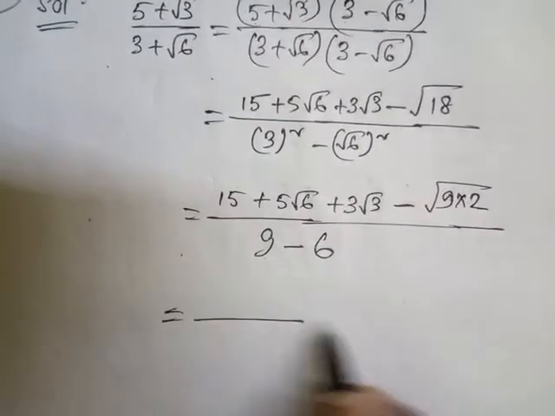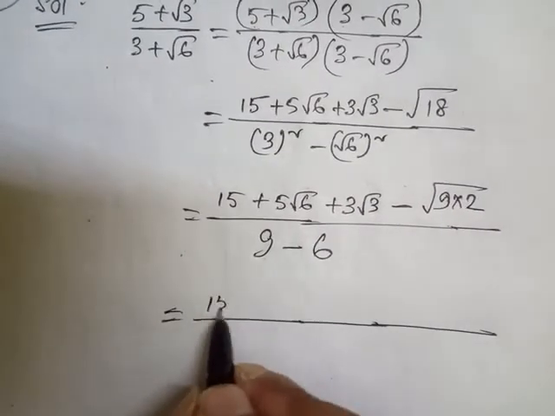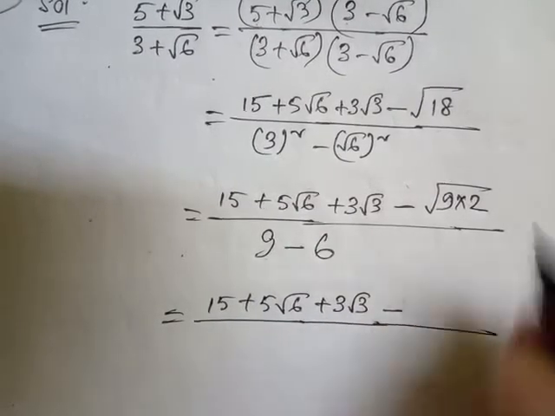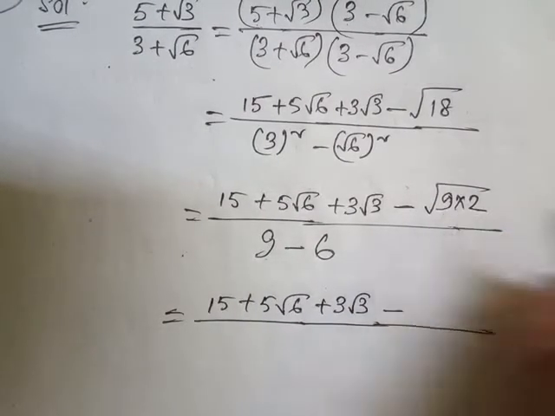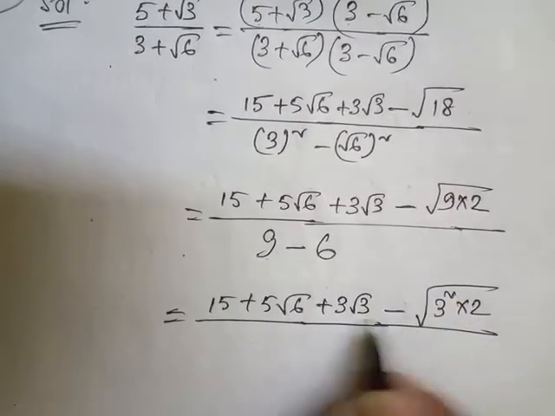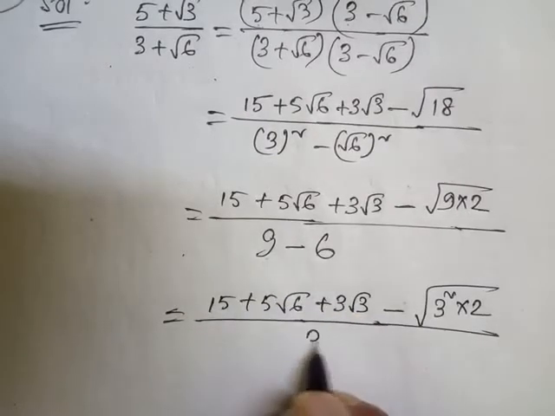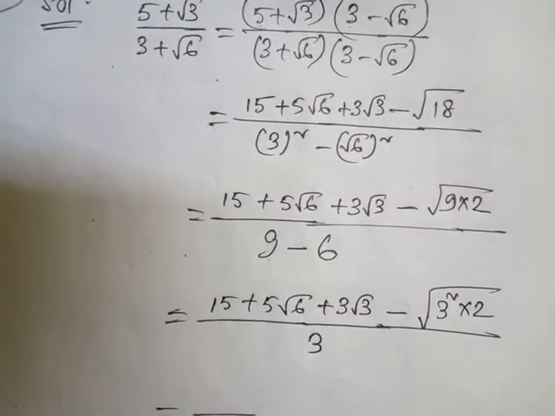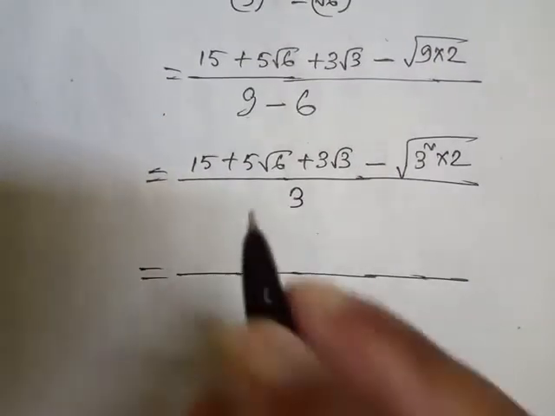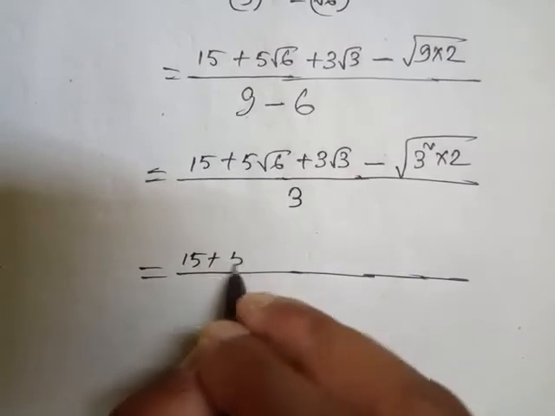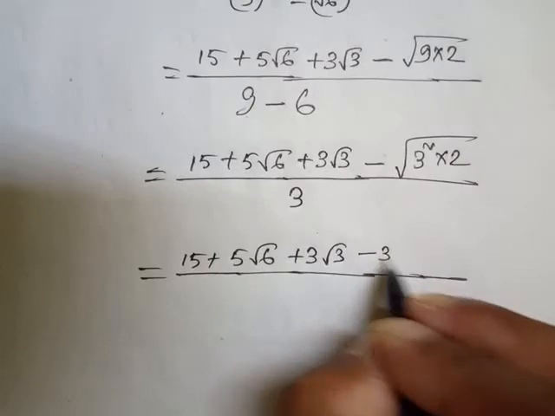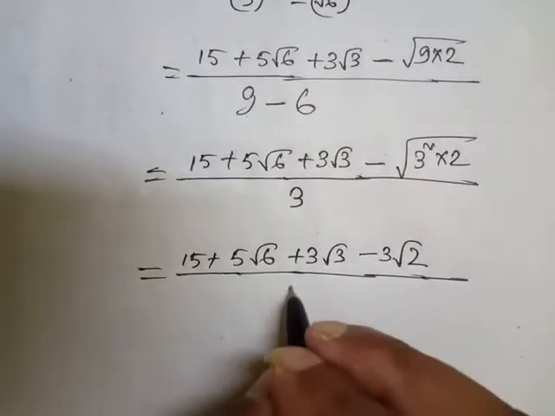So next step this could be 15 plus 5 root 6 plus 3 root 3. Then 9 means 3 square. Look, 9 means 3 square into 2. Now square root cancel, so 3 will be here outside, and 9 minus 6 how much? 3. Now look student, after that, in the next step, 15 plus 5 root 6 plus 3 root 3. Now here is 3 root 2 by 3.